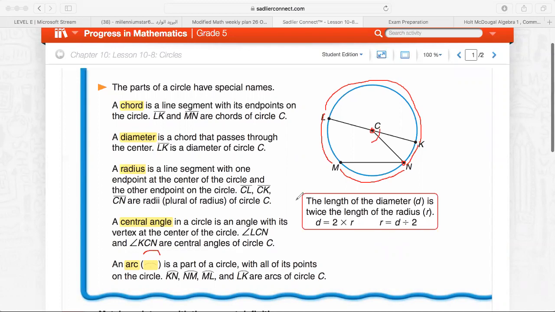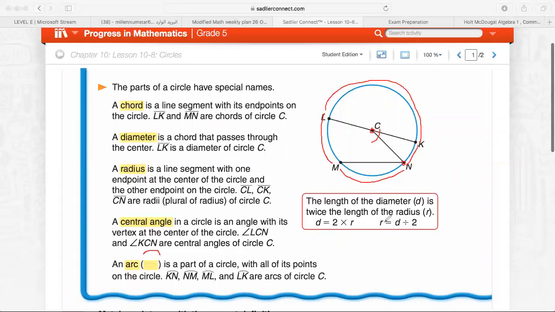I forgot to tell you an important point concerning diameter and radius. The length of the diameter D is twice the length of the radius R. The diameter, I give it a letter D, and the radius, I give it a letter R. D is twice R, and we said before that twice is 2. So D equals 2 times R.